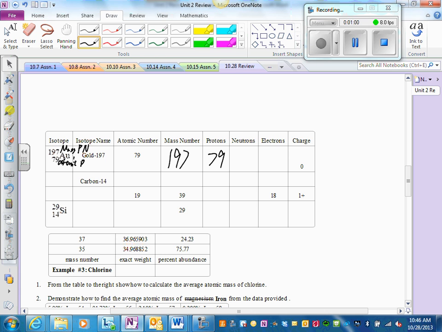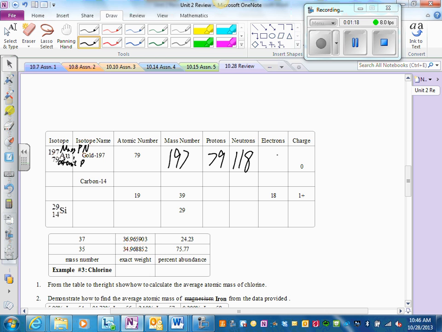Now, because we know that the mass number is protons plus neutrons, and the number of protons is 79, therefore 197 minus 79 will be our number of neutrons. Put those in, you get 118 neutrons.